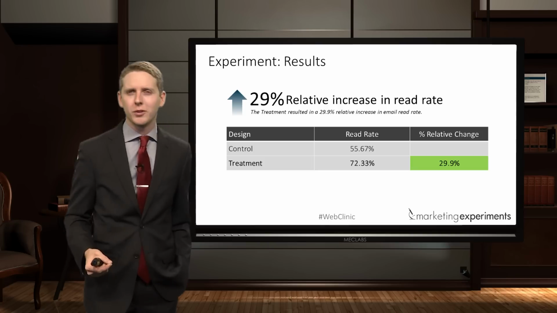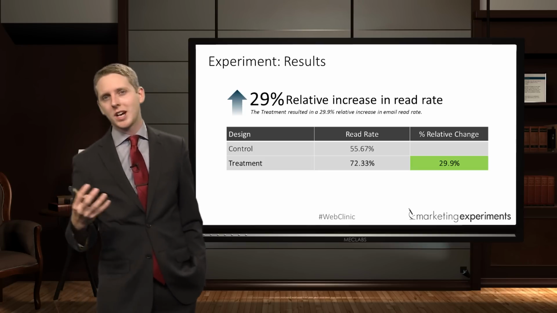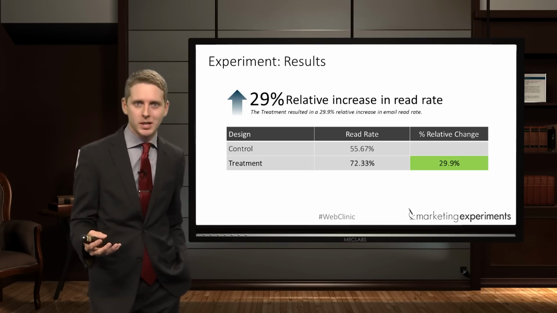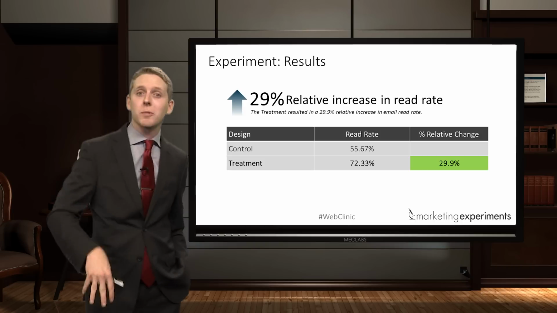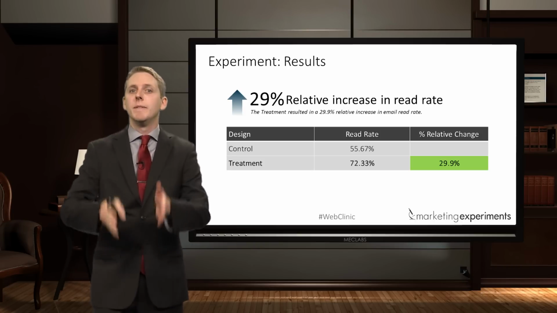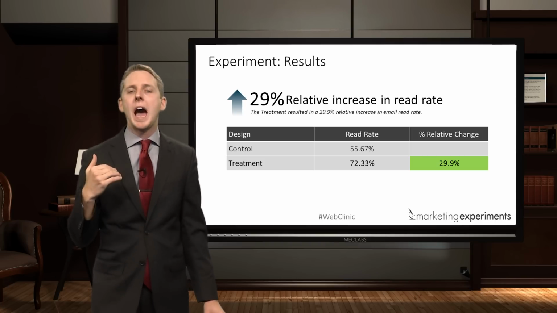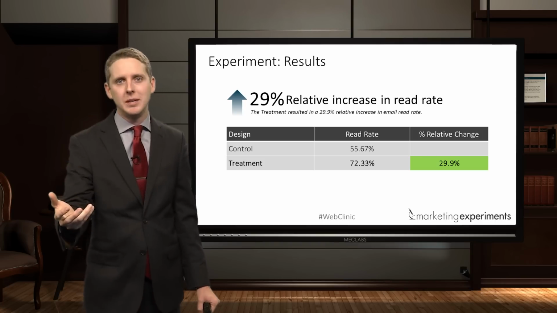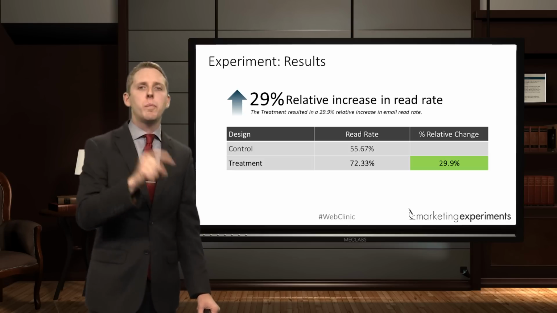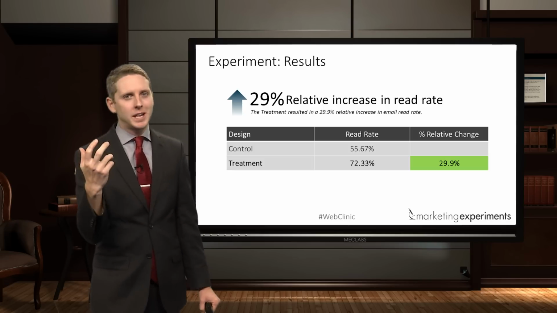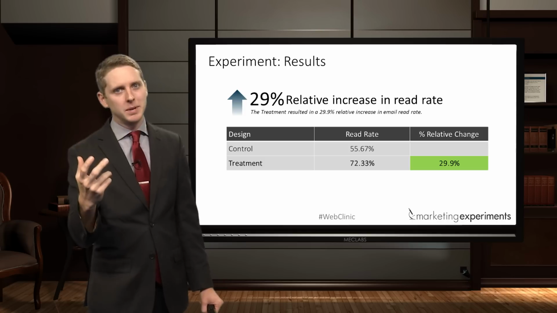Now, for those of you who don't know what read rate is, this is an interesting, newer engagement metric. It's talking about their interaction with the content, that kind of middle tier. Are they downloading the images in the email? Are they spending time on the email? Open rates might indicate interest, but read rate indicates interaction, engagement.